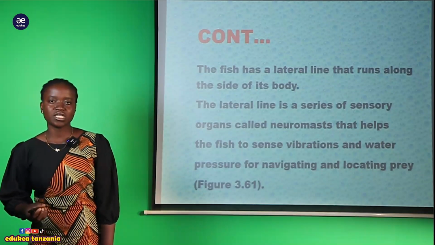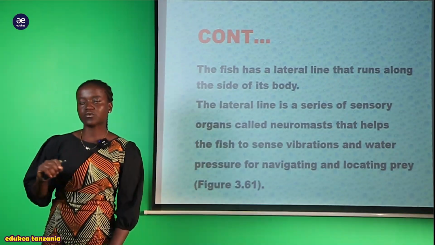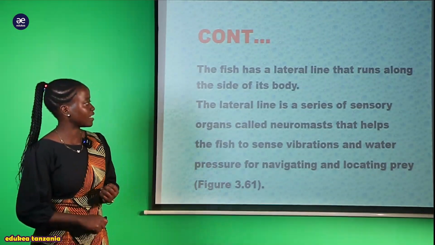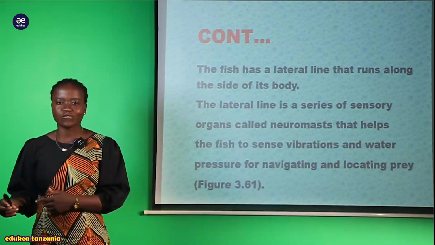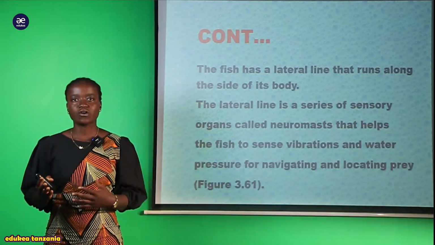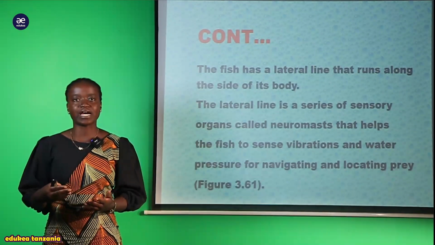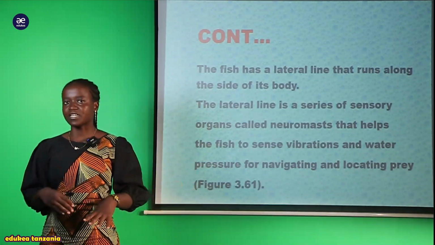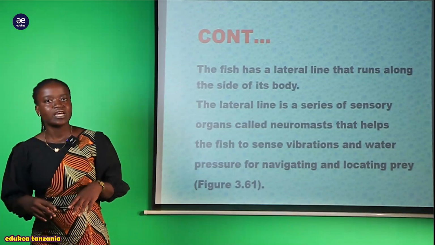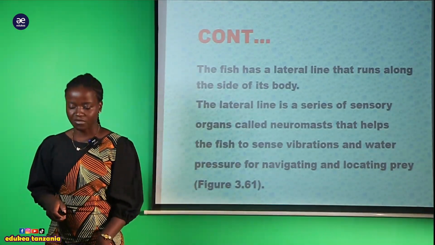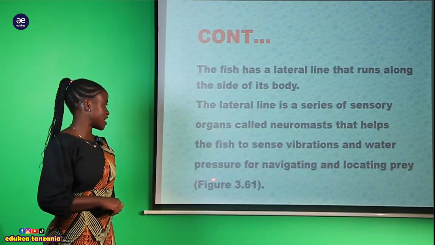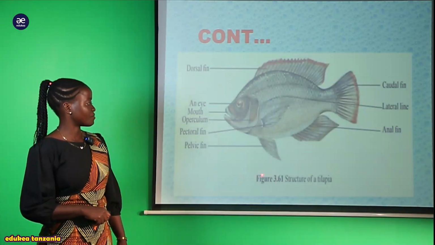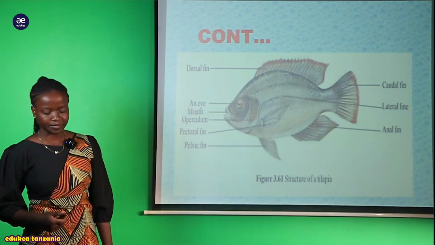Hapa tunamaanisha nini? Hii lateral line, ule mstari wa katikati kwenye samaki, tunasema ule mstari unamsaidia huyu samaki ili kusense different kinds of vibration, or either kuna prey somewhere anataka kwenda kumpata kwa ajili ya chakula. So ile lateral line ndio ambayo inamsaidia to detect all of the prey and the food so that this organism can take it in. So this figure is expressing the structure of the tilapia fish. As you can see here, we have the structure of tilapia.